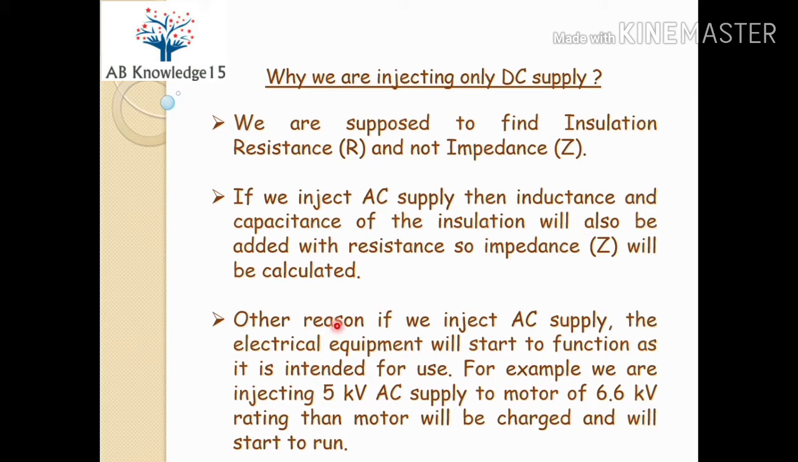The second reason is that if we inject AC supply, the electrical equipment will start to function as it is intended for use. For example, if we inject 5 kV AC supply into a motor of 6.6 kV rating, the motor will be charged and will start to run if we inject AC supply rather than DC supply. So this is the basic reason why we inject only DC supply.